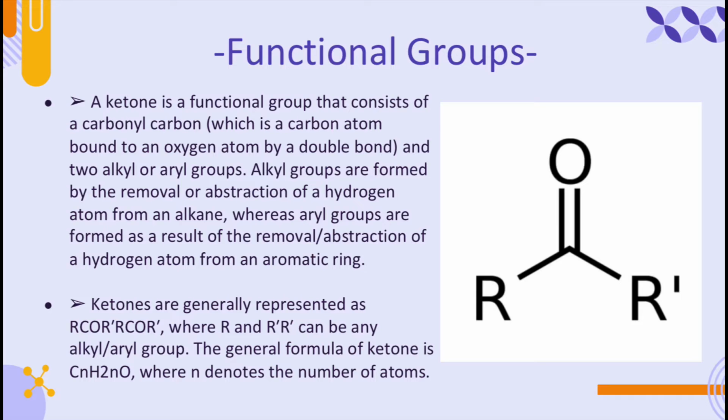Ketones are generally represented as RCOR', where R and R' can be any alkyl or aryl group. The general formula of ketone is CnH2nO, where n denotes the number of carbon atoms.